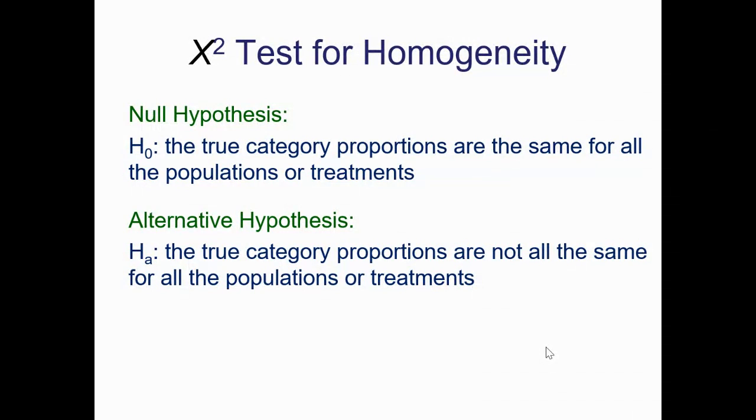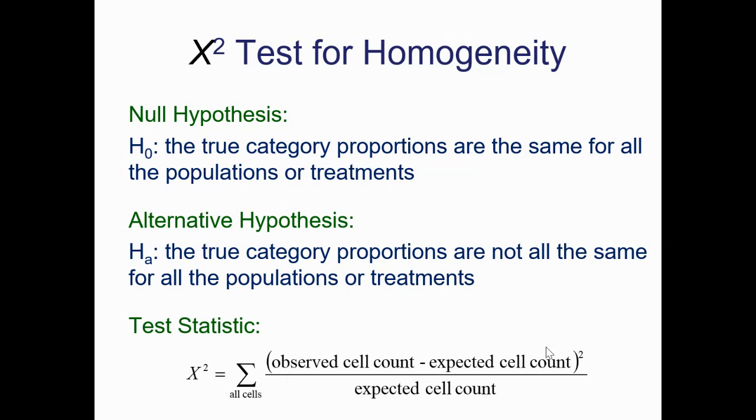Now, the test statistic will look pretty familiar, or it should at least. It's the sum of the observed count minus the expected count squared, divided by your expected count. So observed minus expected squared divided by expected. This is the same formula that we had for our test statistic as on Friday.